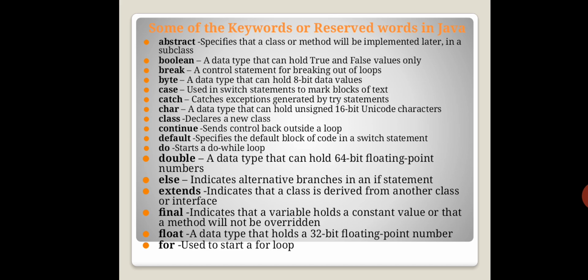Next, do is nothing but the do while loop. It is a kind of loop available in Java as well. Next, you are going to deal with double. It is also a data type and it can hold 64-bit floating point numbers. Now else. The if else statement can be used in Java as well. Java supports these conditional statements. The next thing is extends. It indicates that a class is derived from another class or interface. In Java, if you are using the concept of inheritance, you will be using this extends keyword. If you want to extend the features of a particular class to another class, then definitely you will be using extends. Here the inheritance concept mainly deals with this extends keyword.